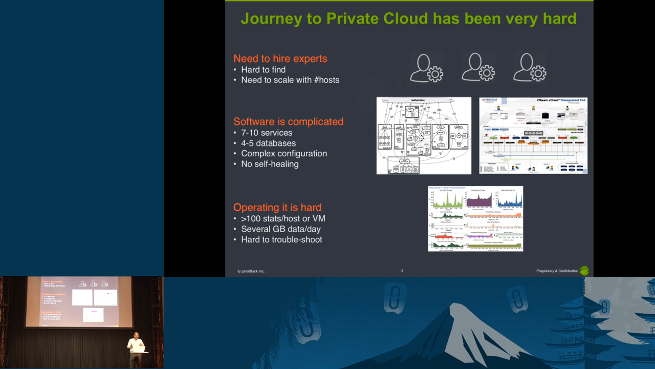The software tends to get very complicated. The picture on the left is from the OpenStack community itself. The picture on the right is drawn by some marketing professionals, but they're both complex, right? When you're running it day-to-day, the information that you get out of it does not always provide you enough information to figure out how exactly your cloud is behaving.